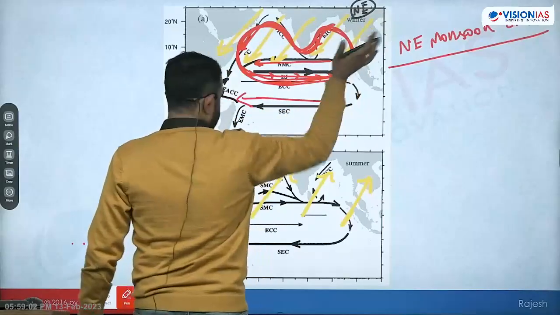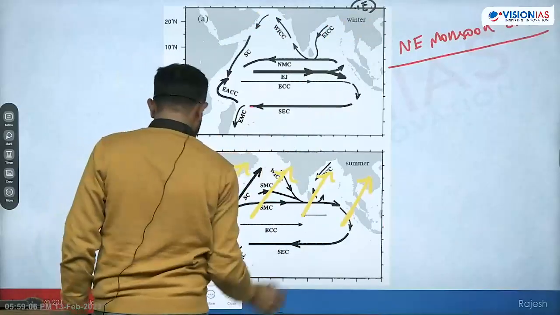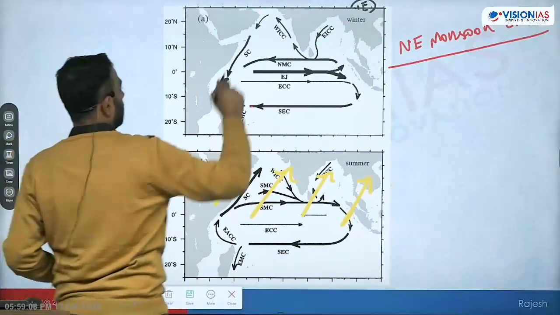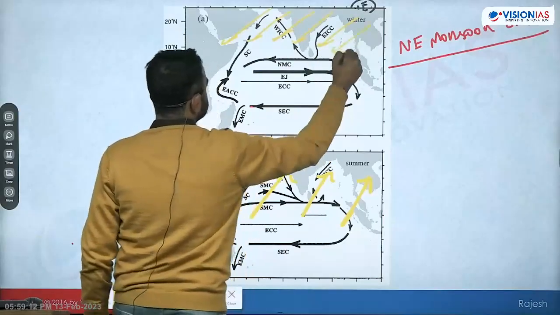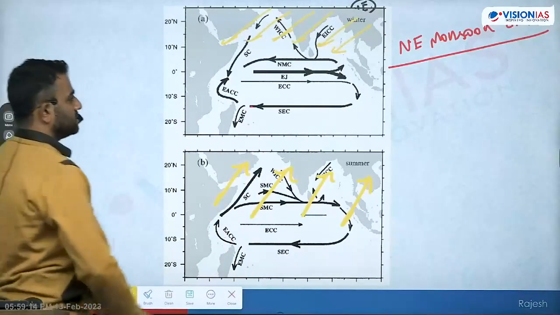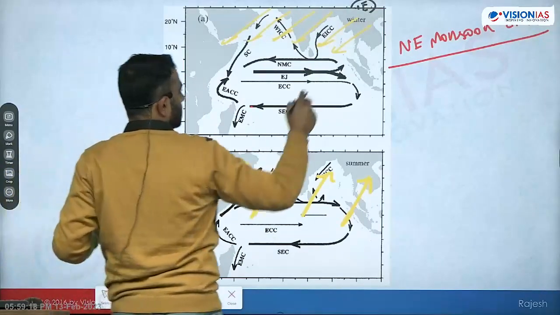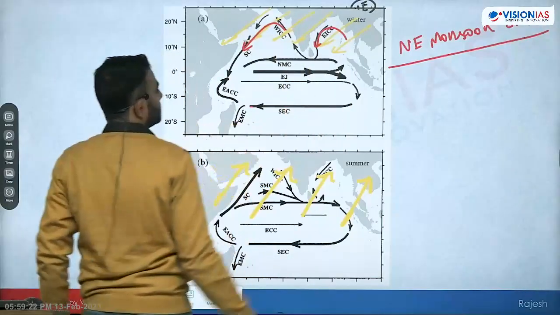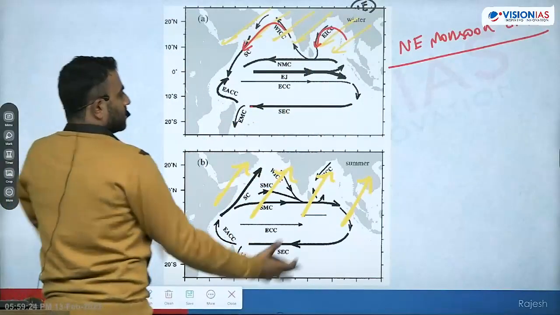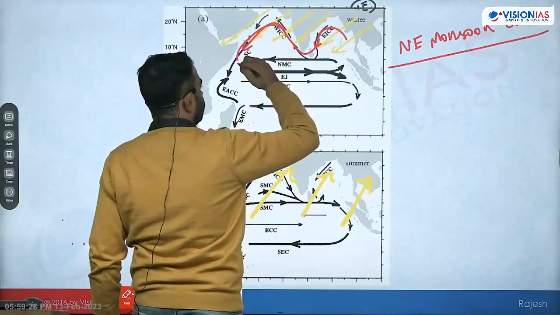See, so there is only northeast monsoon. The winds are coming from land to sea in this direction, which is continuously pushing the water in this direction. This continuous movement of water will push the waters of Bay of Bengal as well as Arabian Sea in its direction. So gradually it gets connected and forms a single flow.